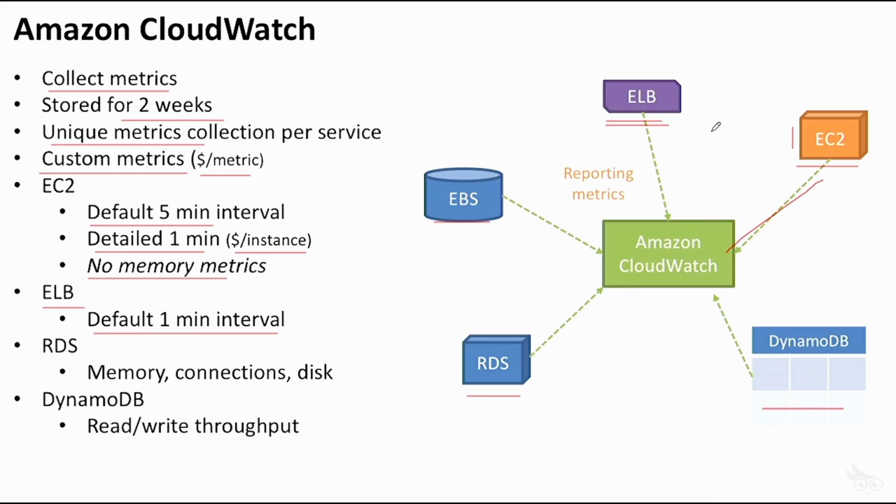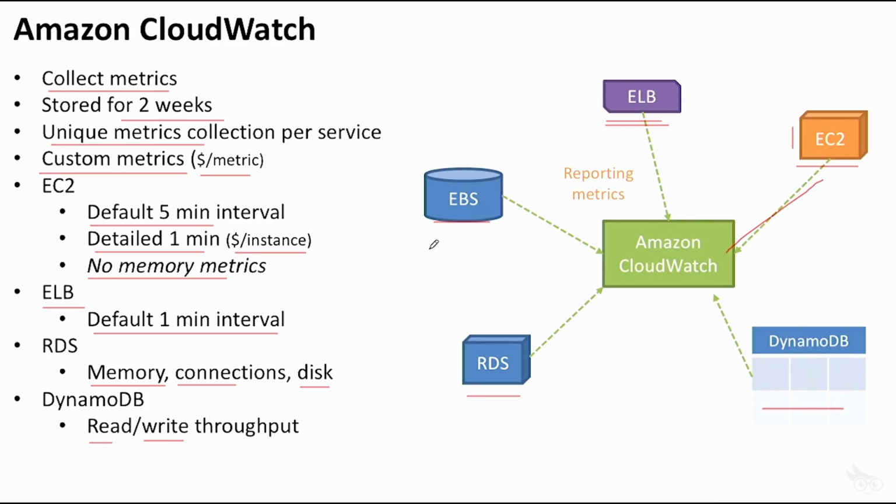RDS does come with memory usage. It also measures the number of connections, how the disk is being used, so on and so forth. With DynamoDB, we get metrics such as the number of reads and the number of writes that we're doing, among others.